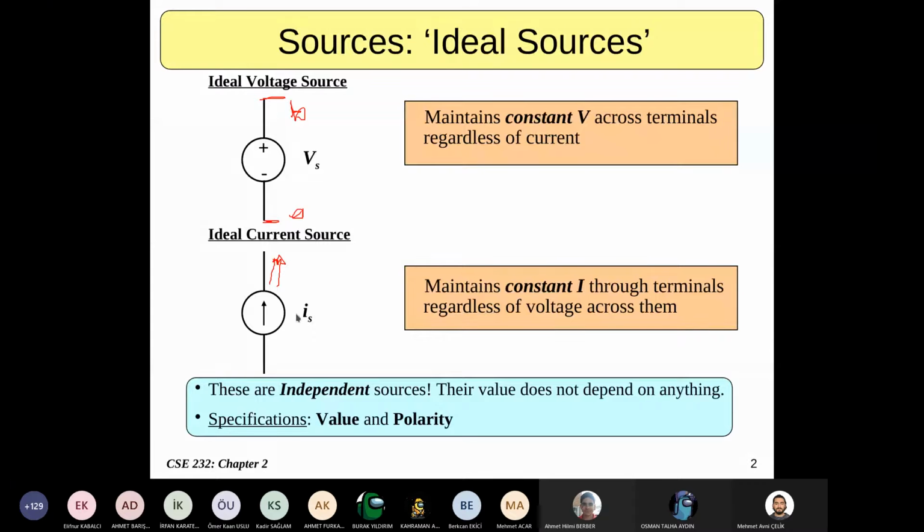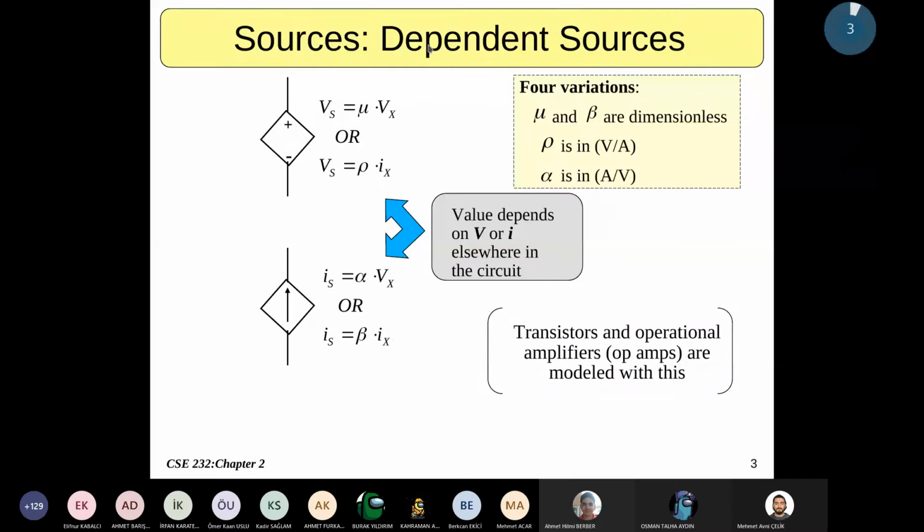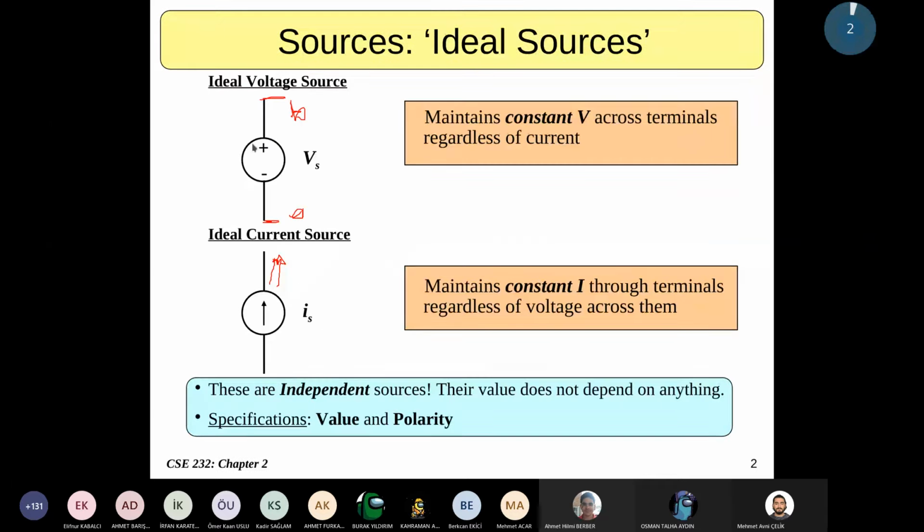Most of the time, this is not the case in an actual world. This is the case in a perfect world, but in the actual world, most of the time, this is not what we see. But very close to it anyway. There are also some dependent sources that we will be working on. For the independent sources, we use these round notations. I mean, the circle kind of notations.